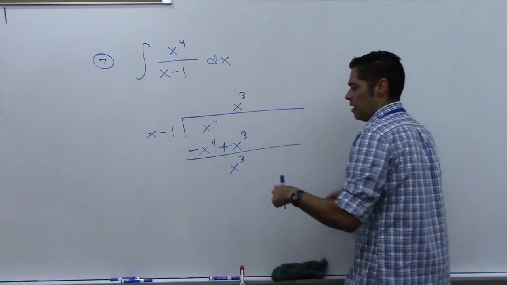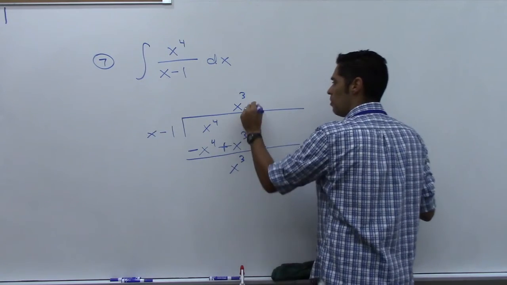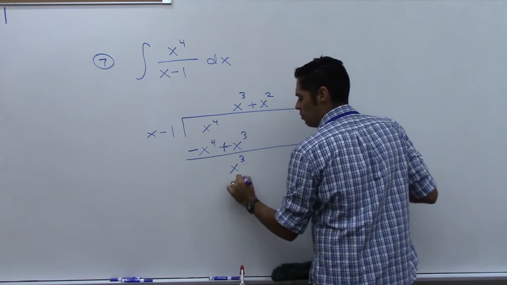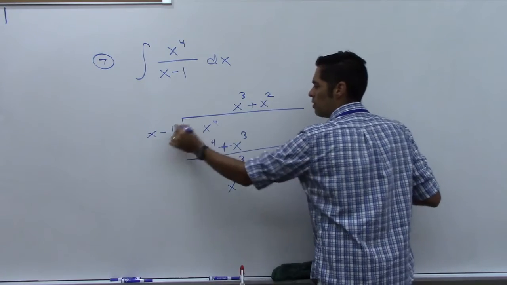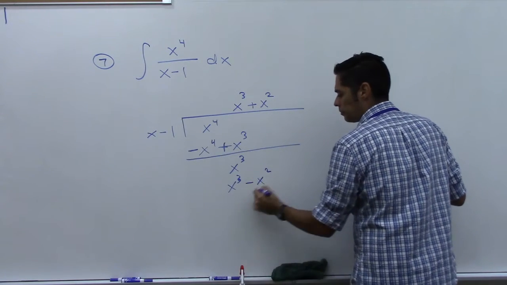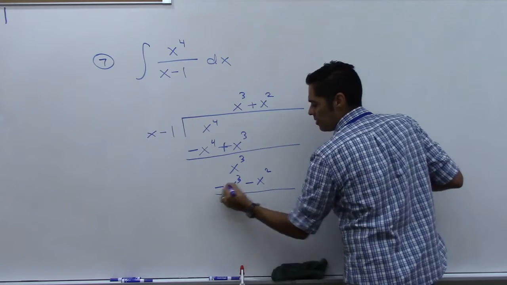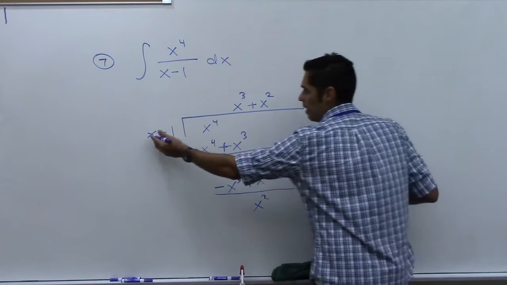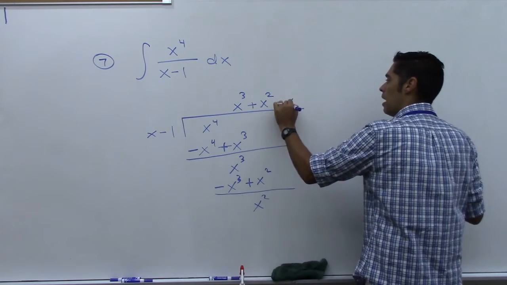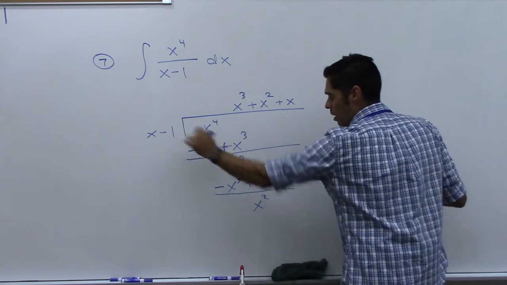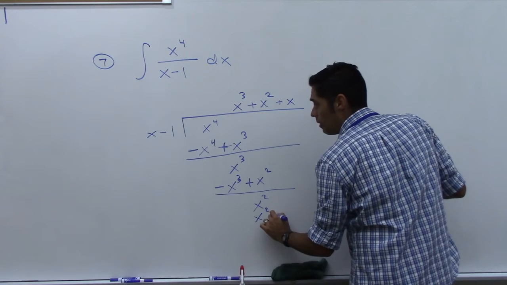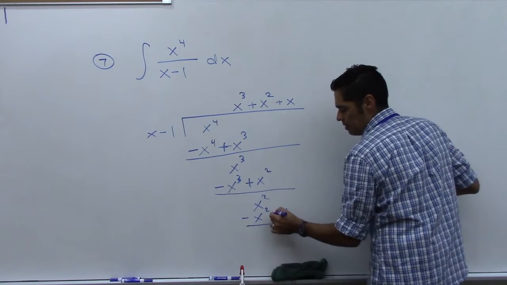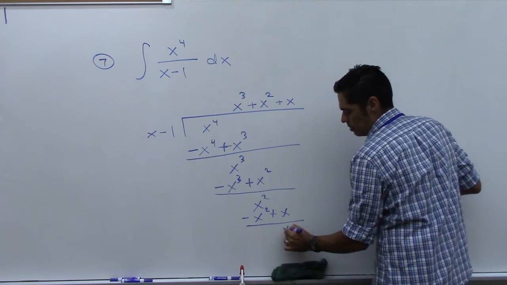And now I repeat the process. So what do I multiply x by to get x cubed? Well, x squared. And then x squared times x gives me x cubed. Multiply x squared times negative 1 gives me negative x squared. Come through, change the signs again, add down, I get x squared. Now again, x times x gives me x squared, so I put x here. And multiply across there, I get x squared minus x. And then I change the signs again. I add down, I get x.